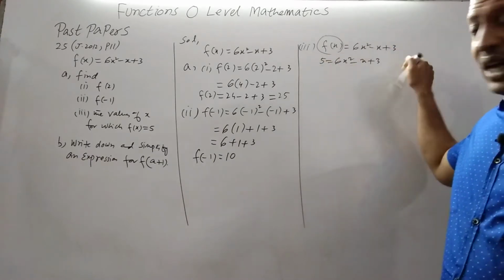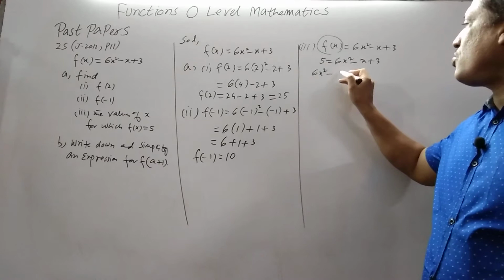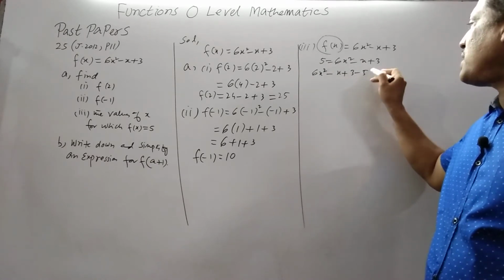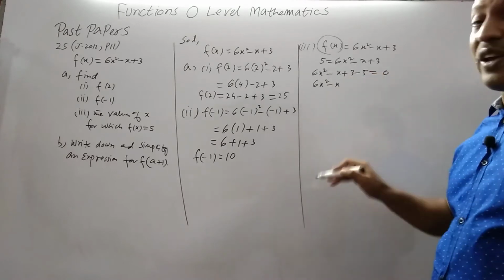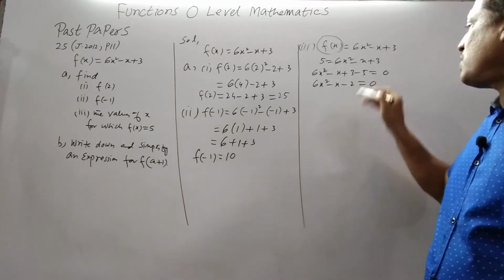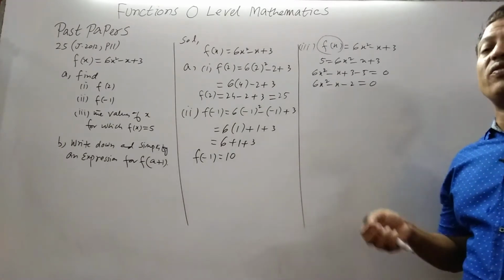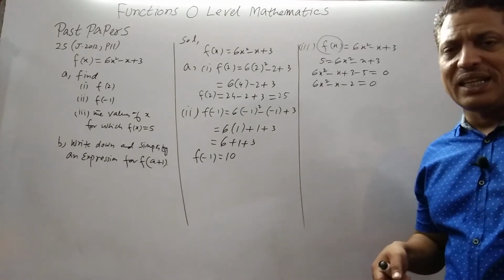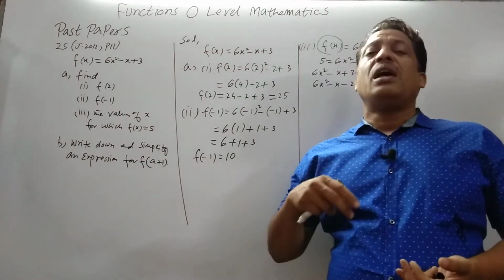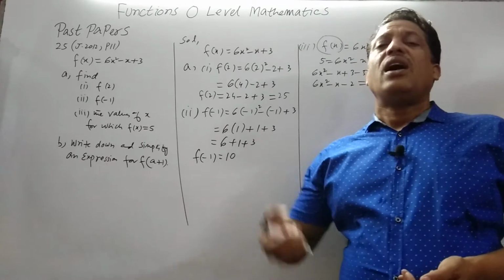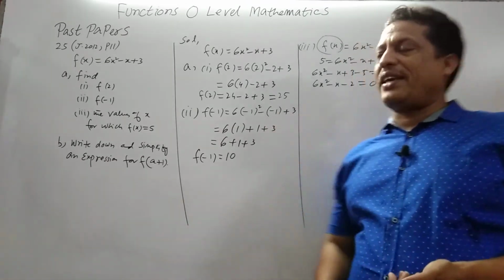6x squared minus x plus 3 equals 5. Move this 5 to the other side: 6x squared minus x plus 3 minus 5 is equal to 0. 6x squared minus x, minus 5 plus 3 is minus 2, equals 0. So this equation becomes a quadratic equation. How to solve a quadratic equation? There are so many methods: completing the square, the middle term method which means factorization, and the quadratic formula. But personally, I feel comfortable applying the middle term breaking method.